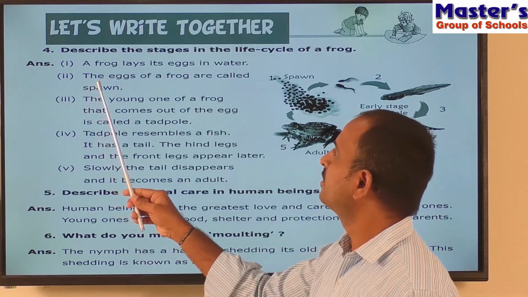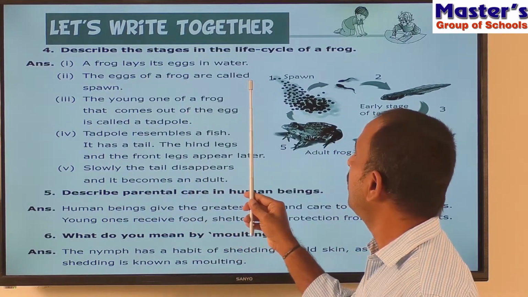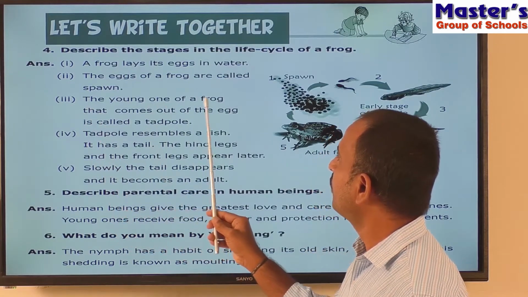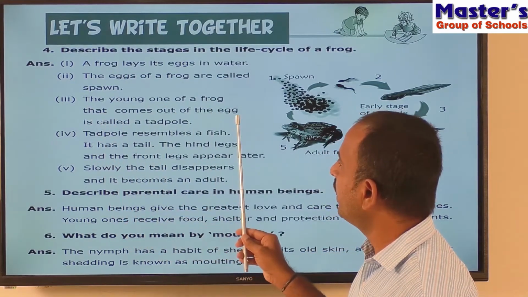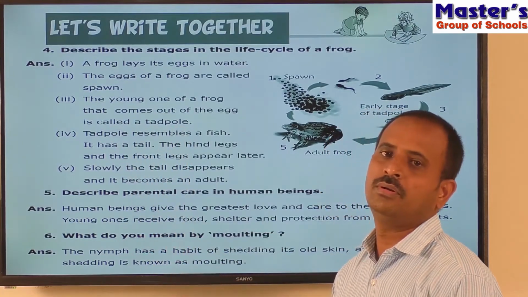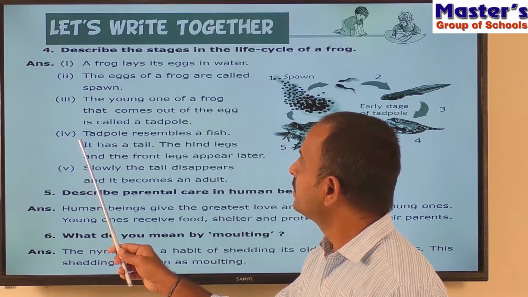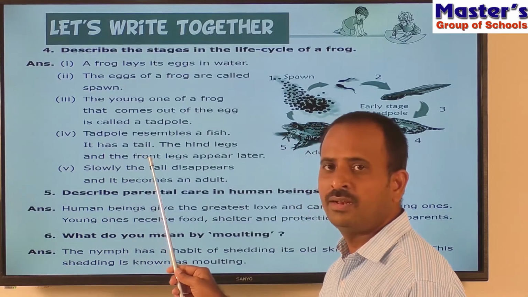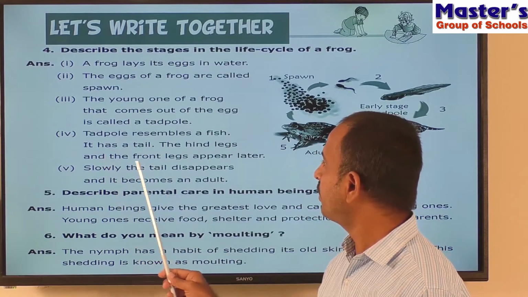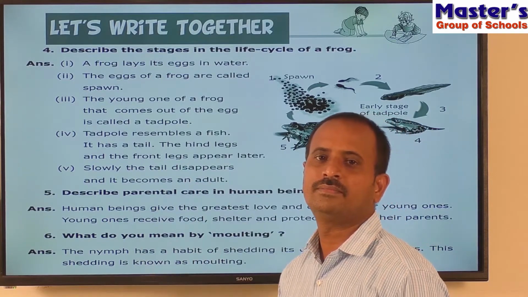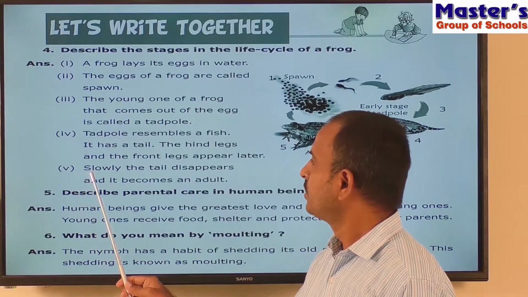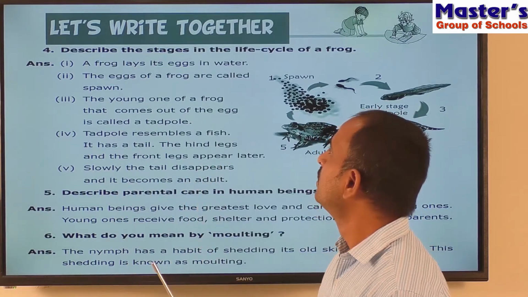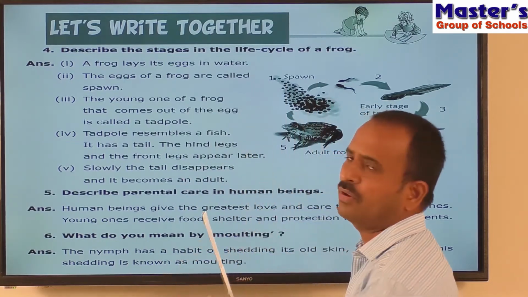And the second point is: the eggs of a frog are called spawn. The third one is: the young one of a frog that comes out of the egg is called a tadpole. And the fourth point is: a tadpole resembles a fish. It has a tail. The hind legs and the front legs appear later. And see the fifth point. Slowly the tail disappears and it becomes an adult. So, children, these are the stages in the life cycle of a frog.